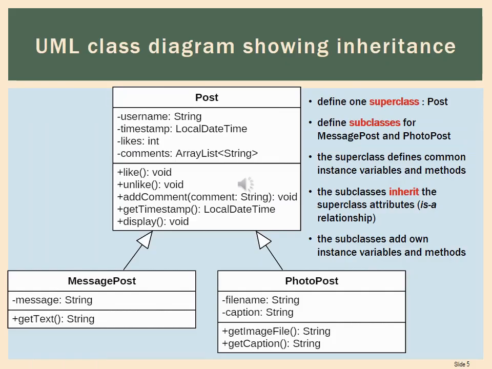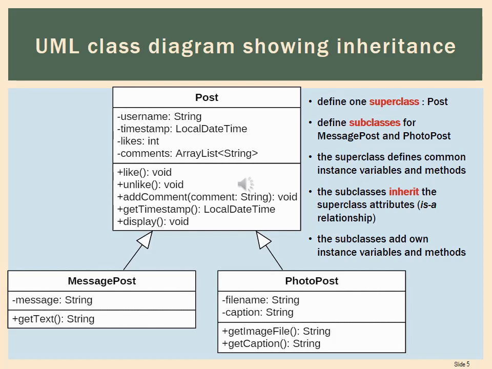Here we see the solution for our problem. The solution is to create a superclass, a new class called post. This class will contain all of the instance variables that were in common between message posts and photo posts, and it will also contain all of the methods that were in common between the two subclasses. So we're going to call post the superclass. We're going to call message post and photo post the subclasses.